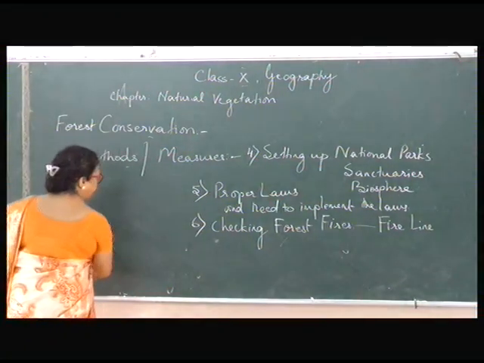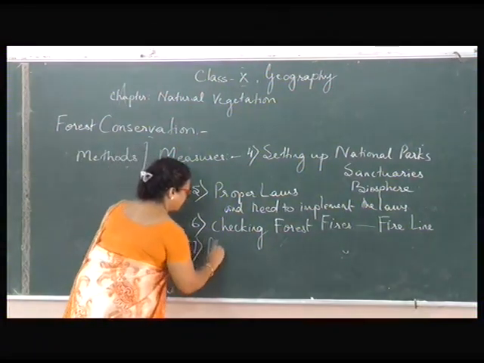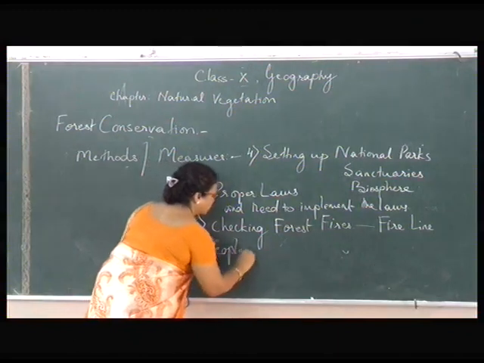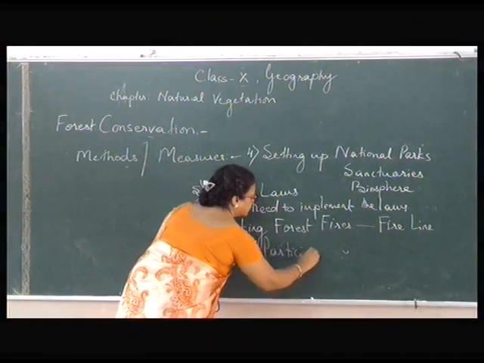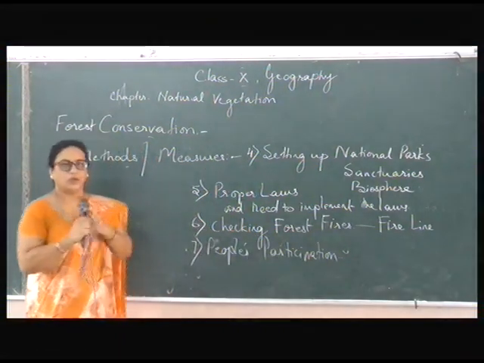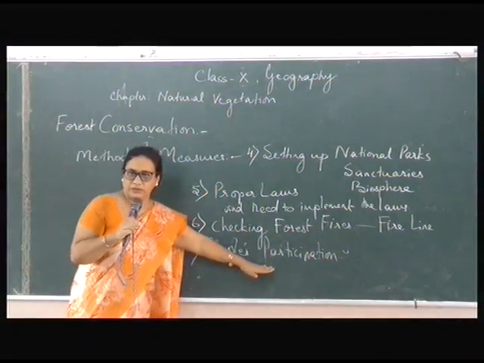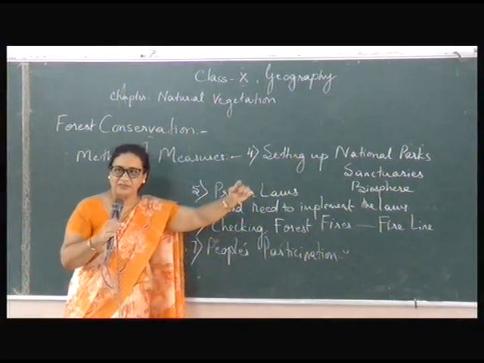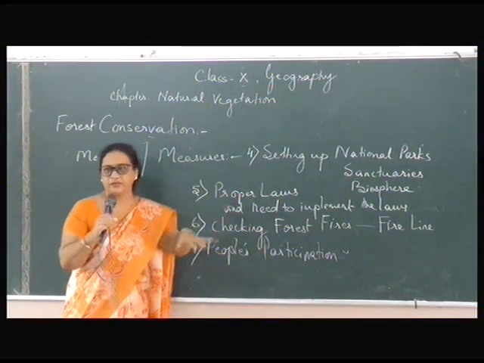That will be people's participation. Now this technique means what? Local people are involved. The state government and the central government involves the local people to protect the forests.